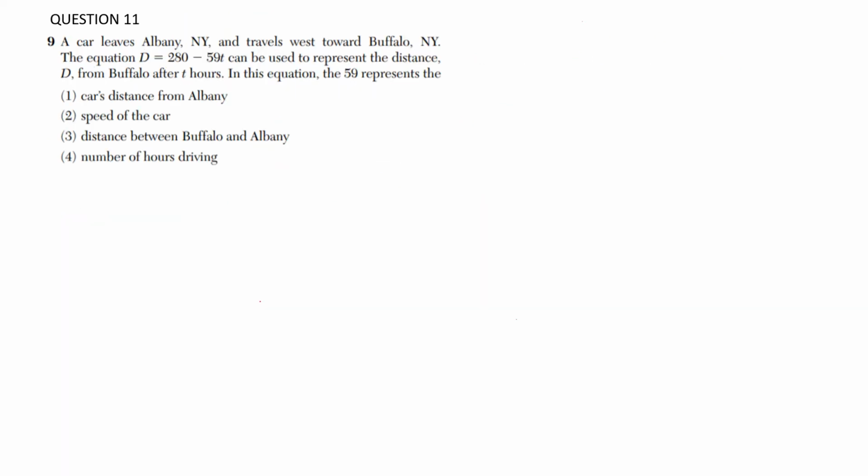So in question 11, we have a car that leaves Albany, New York, and travels west towards Buffalo, New York. I'm going to represent here with point A for Albany and point B for Buffalo. And we have a car that's traveling towards Buffalo. And the equation d equals 280 minus 59t can be used to represent the distance d from Buffalo after t hours. So that's this distance here, from the car to Buffalo. d equals 280 minus 59t.